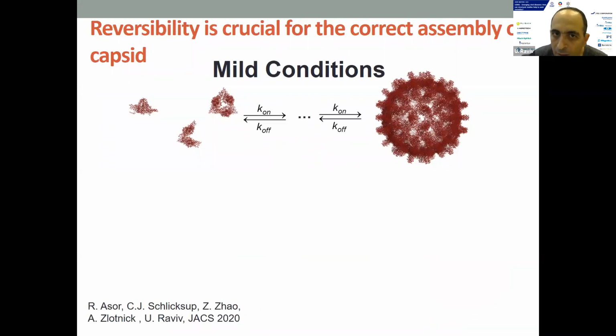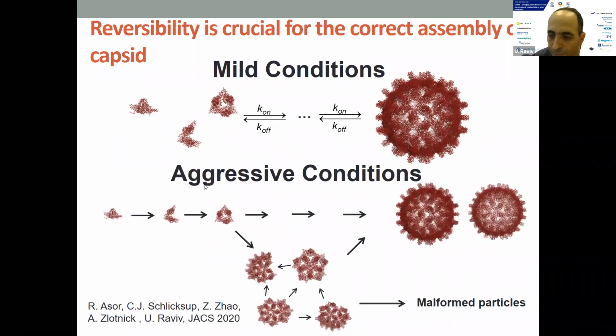So reversibility is crucial to correct assembly of capsids. This is obtained in the case of mild conditions, where we only go through the very narrow path of assembly. However, the path gets broader and broader once the assembly conditions become more aggressive and the association energy between dimers is stronger. The system goes through a broad distribution of intermediates with many holes that are stable enough and are kinetically trapped, leading to malformed particles.